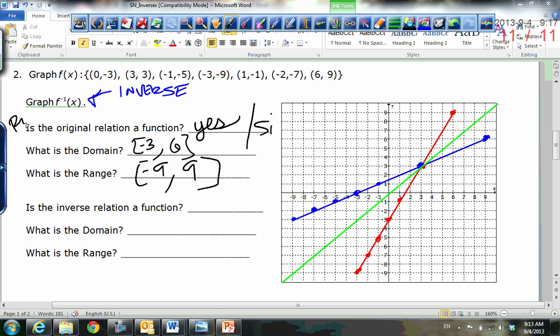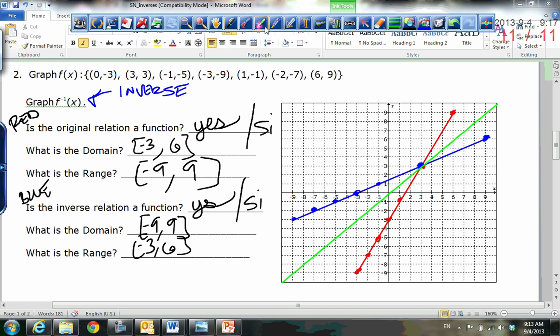Okay, now we're talking about the blue. So this is all the red function for me. Now we're talking about the blue one. Is that one a function? Does it pass the vertical line test? Yes, it does. What's the domain? -9 to 9. And what's the range? -3 to 6.